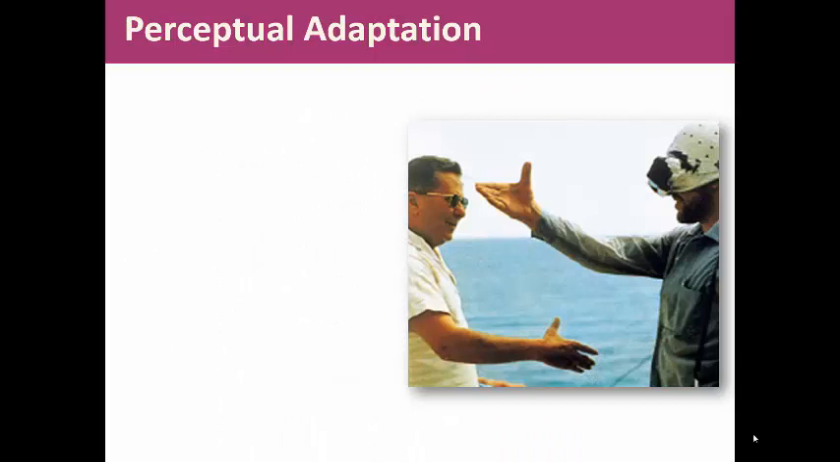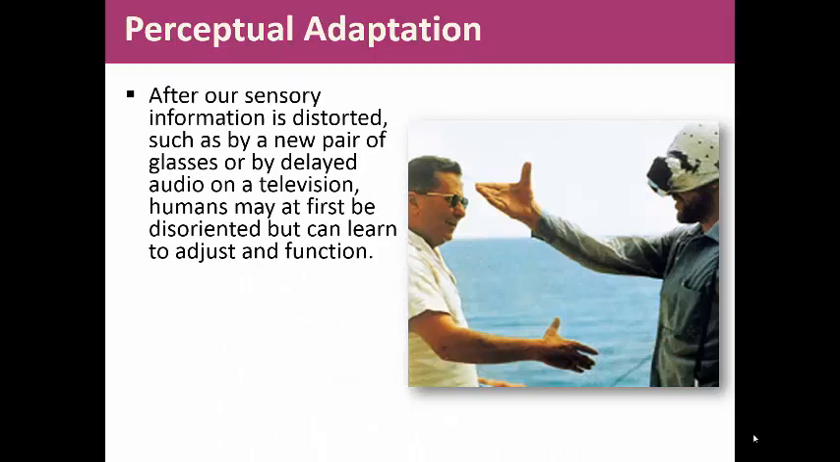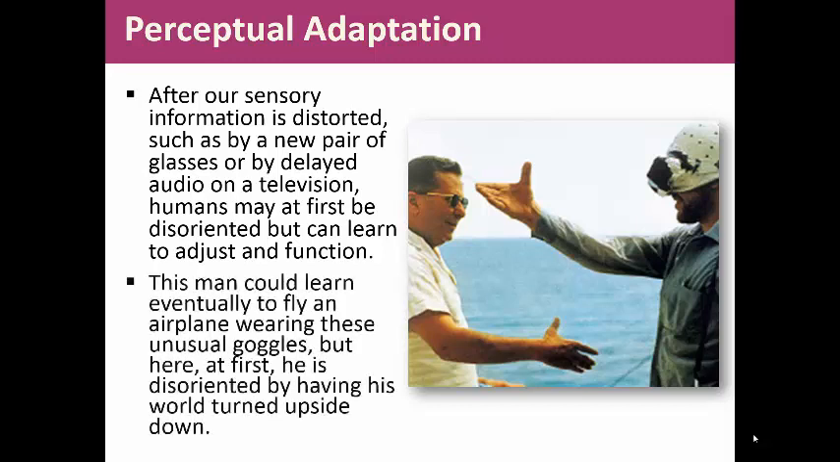So there are ways that we can adapt perceptually. After our sensory information is distorted, such as by a new pair of glasses or by delayed audio in a television, humans may at first be disoriented but can learn to adjust or function. I can tell you that when I grew up, we didn't have cable TV, and back in the day we used to have rabbit ears to watch TV. So many times I would get very staticky channels, but I quickly learned to adapt and view images that were very much distorted, and I would watch TV because I was so desperate to.